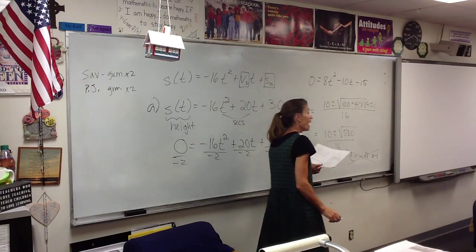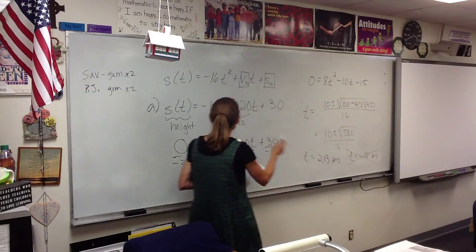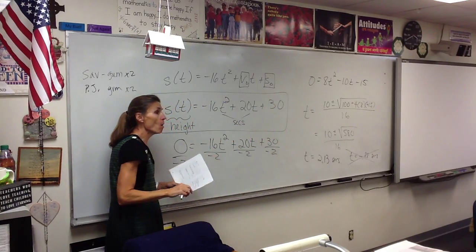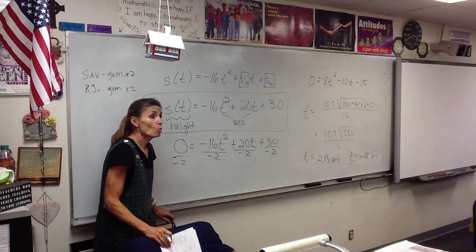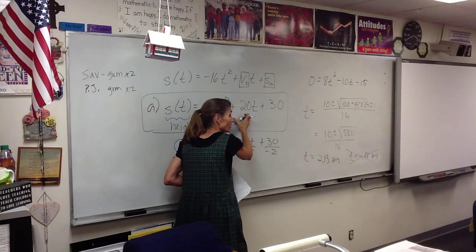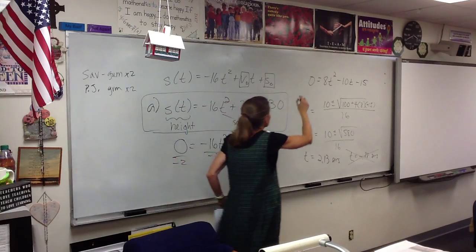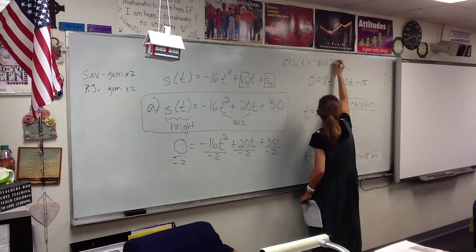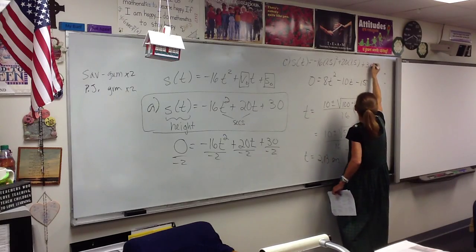Last question. How high is the ball after 1.5 seconds? Go back to your equation right here. How high is the ball after 1.5 seconds? Kids, what are you going to do with the 1.5? It either goes here or it goes here. It goes here because it is a second. So you will say, this is C, negative 16 times 1.5 squared plus 20 times 1.5 plus 30.